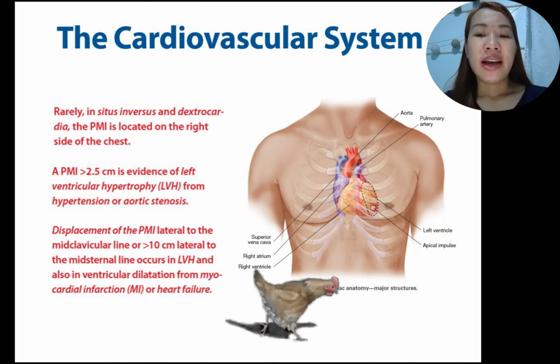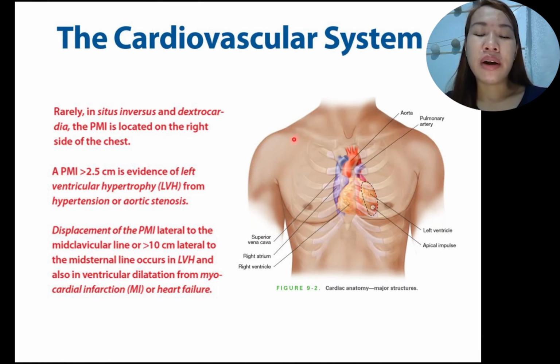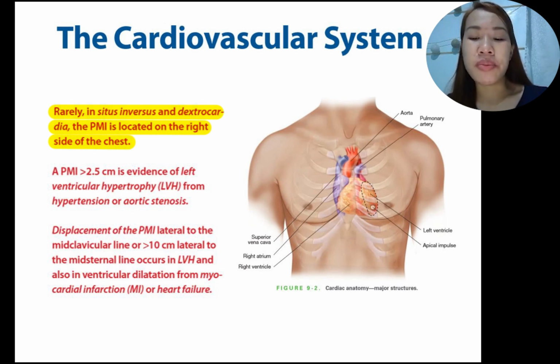Here, I just want to share with you a possibility that the PMI is not located on the left side, but rather on the right side of the chest. We call this condition situs inversus, or dextrocardia. Remember, when you say dextro, this means right, and cardia pertains to the heart. So the heart is located on the right side. Therefore, if it's located on the right side, then the point of maximum impulse will also be seen on the right side of the heart.